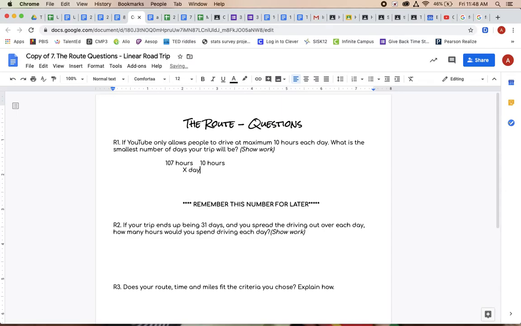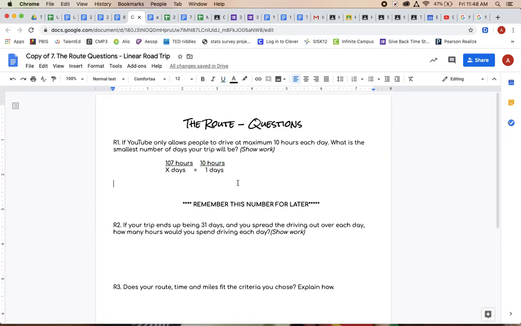I don't know how many days this is going to take me, right? That's what I'm trying to figure out. But I do know that I want to only drive 10 hours in one day. So if I only want to drive 10 hours in one day, how many days in 107 hours? So I do that math. I cross multiply 107 times 1, and I divide by that last number, 10.